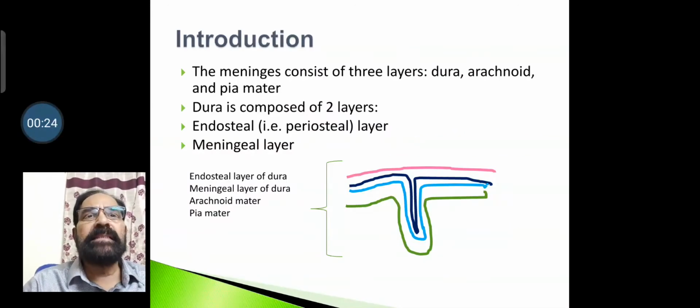the meninges consists of three layers, that is dura, arachnoid and pia mater. The dura is composed of two layers, that is endosteal layer, that is outer layer, also called as periosteal layer, and meningeal layer, that is the deep layer. And the picture showing the layers in order, that is endosteal layer of dura, the meningeal layer of dura, the arachnoid mater and the pia mater above downwards.